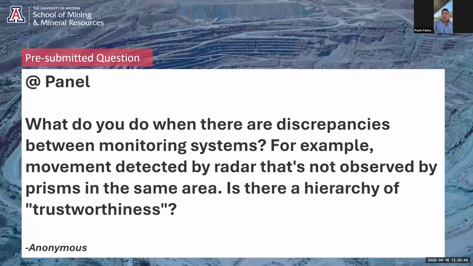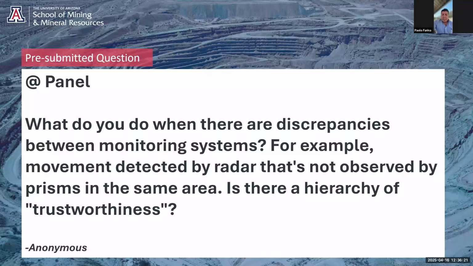It's always important to be sure about comparing apples with apples, because sometimes we have line of sight data, like InSAR and radar, and we try to compare with GPS and prism that are 3D. That's an important element. Sometimes you don't see as much on radar as you see on the prism, simply because the line of sight is not favorably oriented with respect to the direction of movement. So these are considerations that we have to make when comparing data from different sensors.